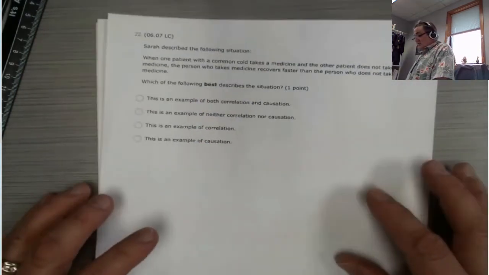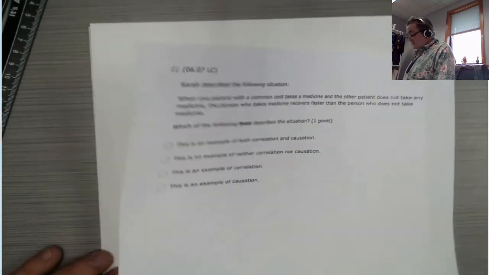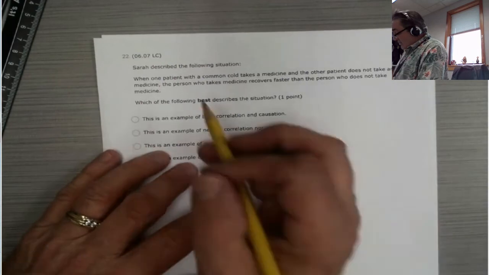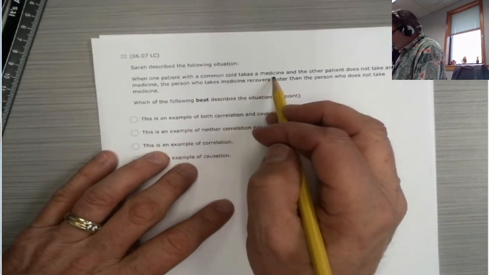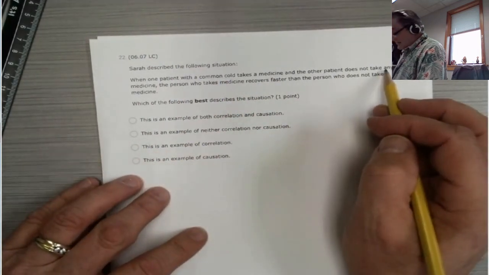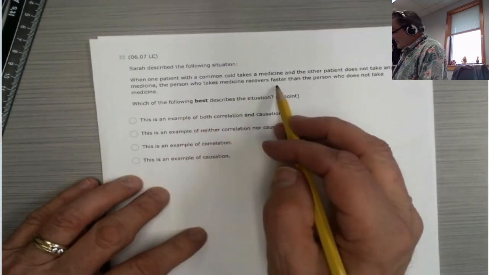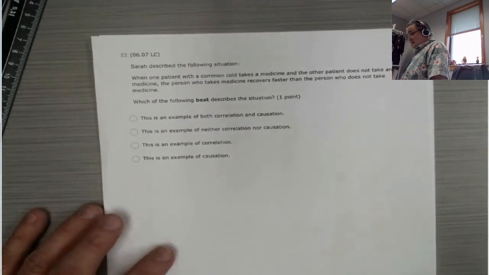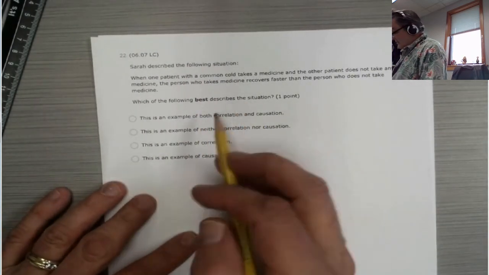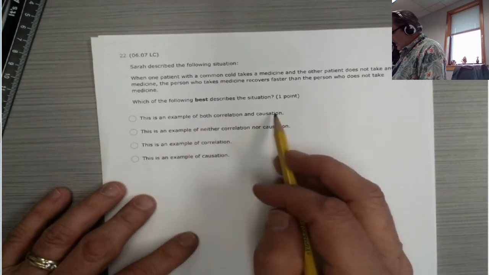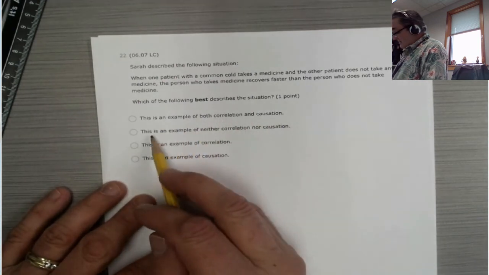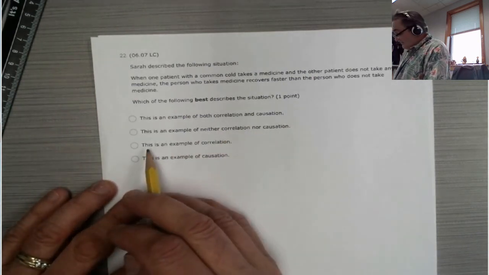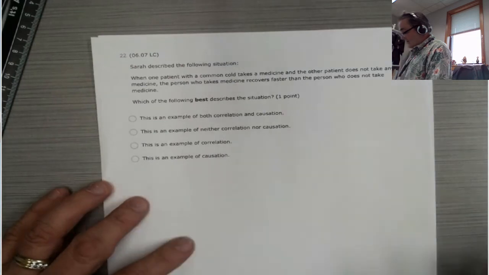All right. Let's do number 22, which is the last one. Sarah described the following situation. When one patient with a common cold takes a medicine and the other patient does not take any medicine, the person who takes medicine recovers faster than the person who does not take medicine. So which of the following best describes this? Is this an example of both correlation and causation? This is an example of neither correlation nor causation. This is an example of correlation, or this is an example of causation.